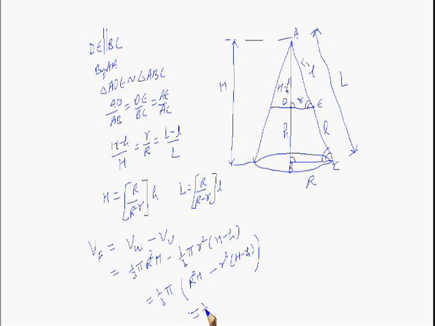So 1 upon 3 pi for capital H, as we know that capital H is equal to capital R upon capital R minus small r into h. Putting this value here, we get R square. The value of H is R upon capital R minus small r into h, minus R square. Again, for capital H, we put R upon capital R minus small r into h minus small h.